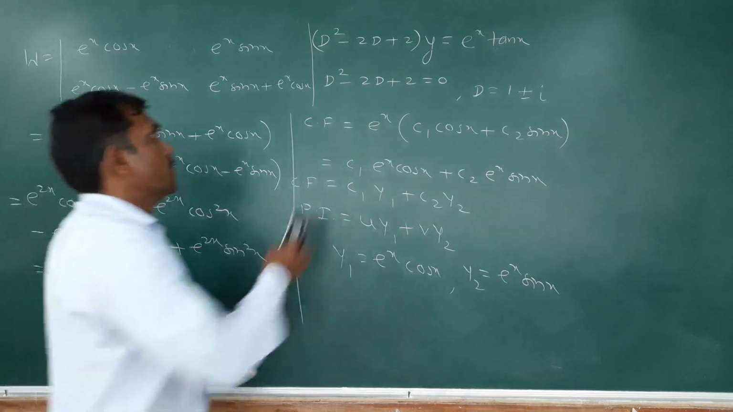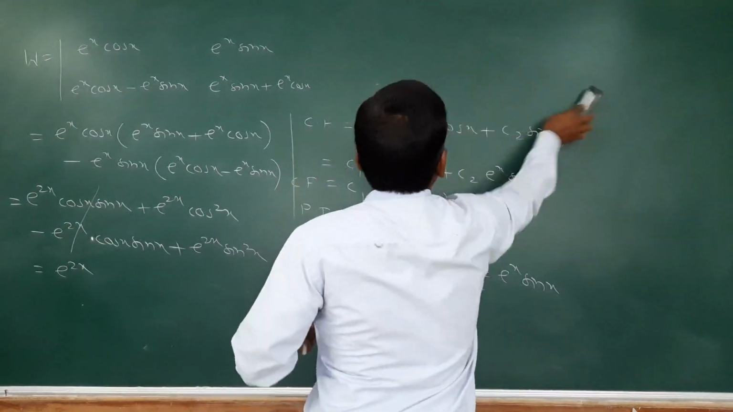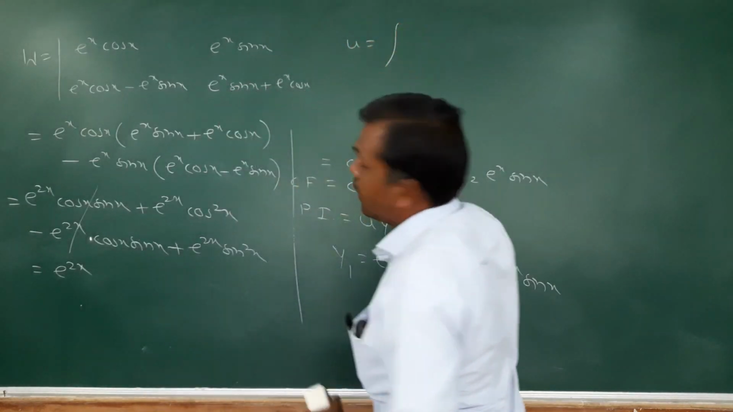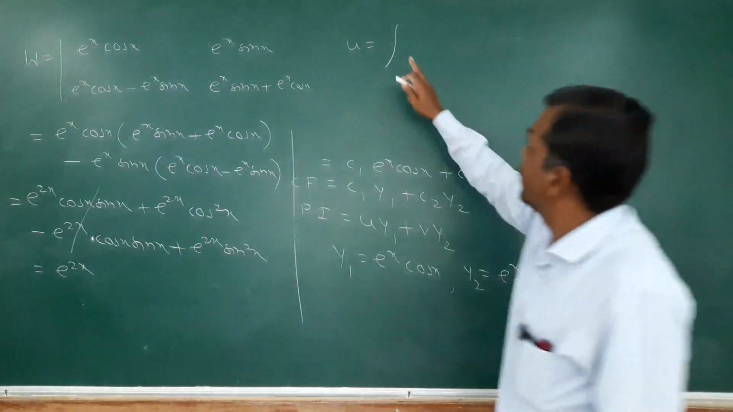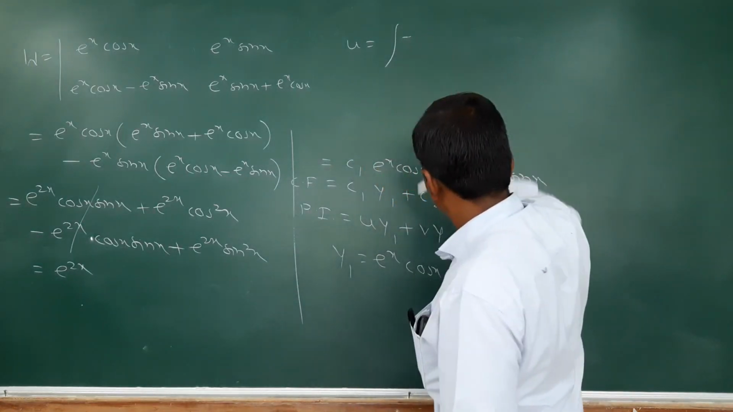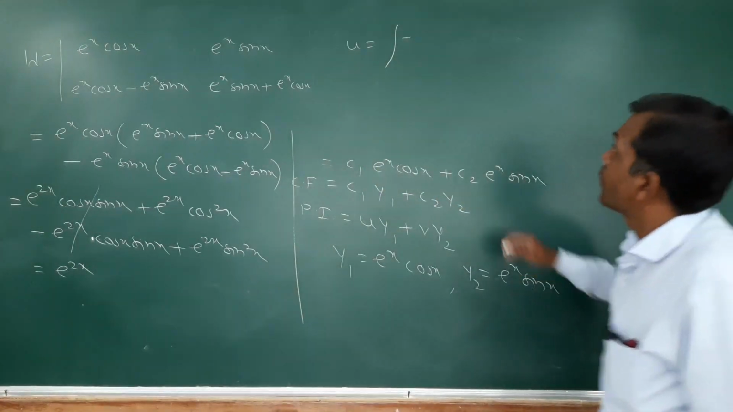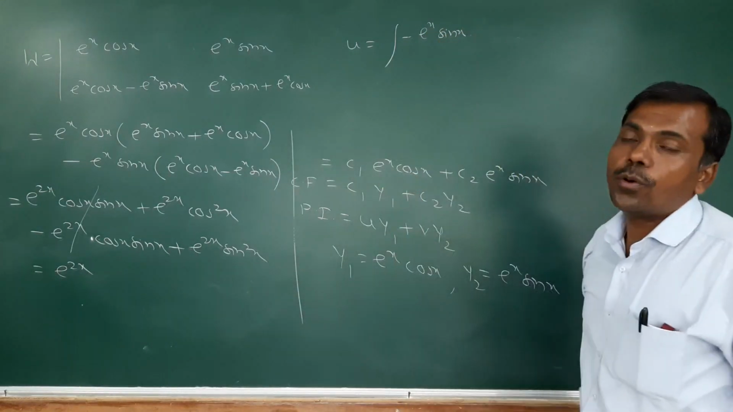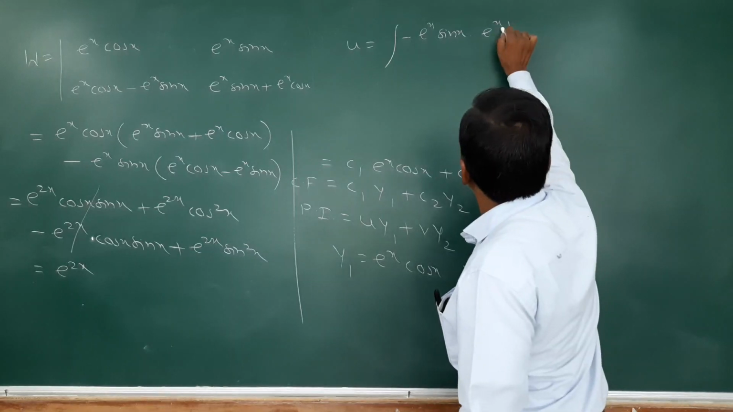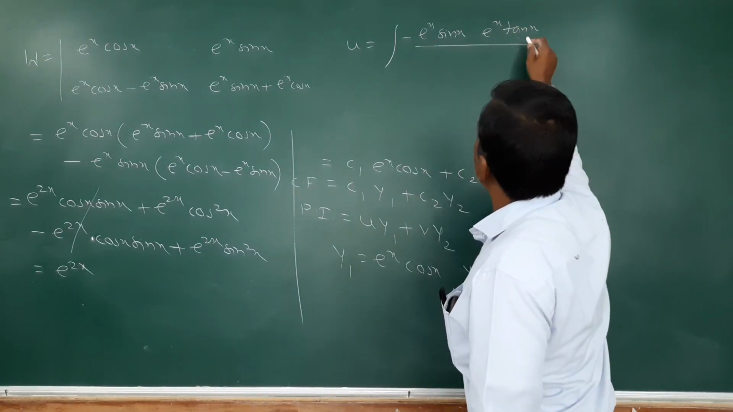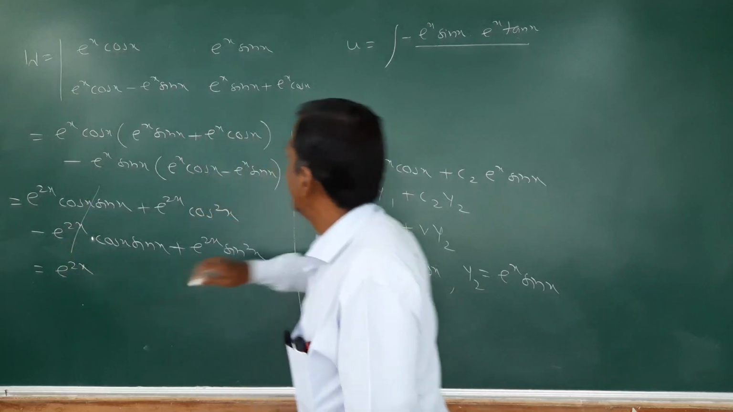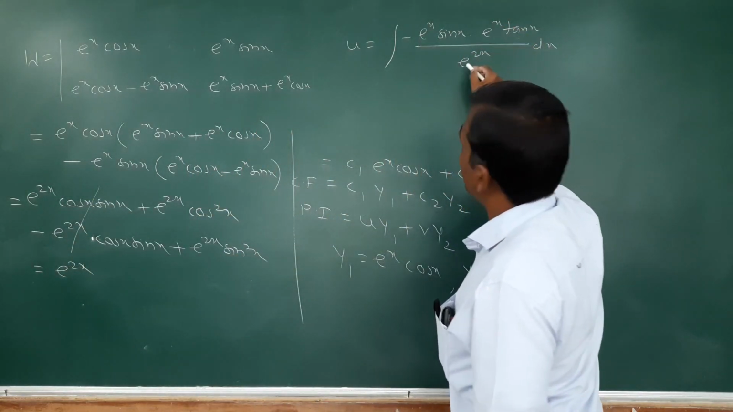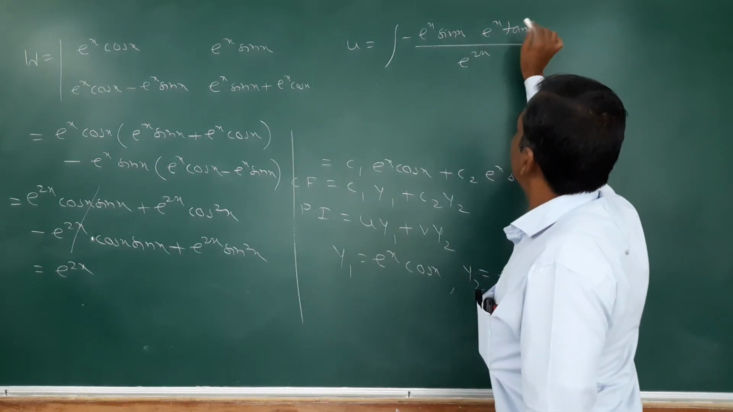Now we will solve this problem by finding u and v. Take u equal to the integration of minus y2 f of x. Y2 is e raised to x sin x, into f of x. What is the value of f of x? It is e raised to x into tan x divided by W, and W is e raised to 2x, dx. You can see e raised to x, e raised to x and e raised to 2x get cancelled. Sin x and tan x remain.